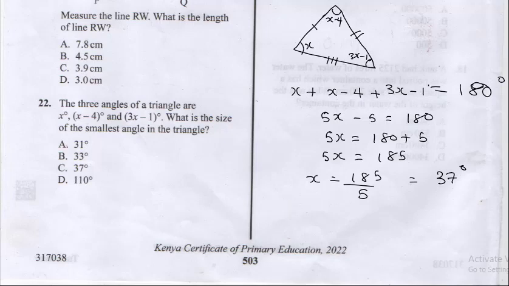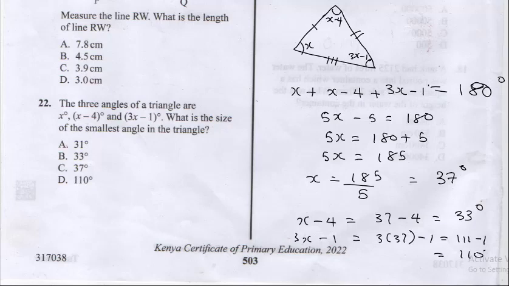So if x is 37 degrees, let's check for x minus 4. This will be 37 minus 4, which will give us 33 degrees. And let's check for 3x minus 1. This will be 3 times 37 minus 1, which will be 111 minus 1, and this will be 110 degrees. So the smallest here is going to be x minus 4, because x minus 4 has a value of 33 degrees. So the correct answer here is B.